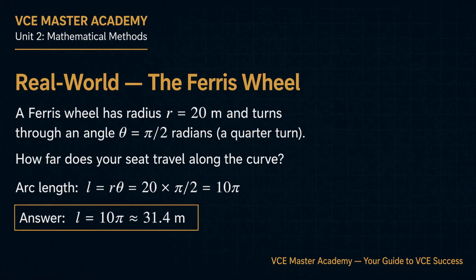Where does this show up in real life? Think of a Ferris wheel with radius 20 meters. It turns through an angle of pi over 2 radians. That is a quarter turn. How far does your seat travel along the curve? Arc length again. L equals r theta, 20 times pi over 2, which is 10 pi, about 31.4 meters. So a quarter turn carries you more than 30 meters through the air. Radians and arc length, doing real work.